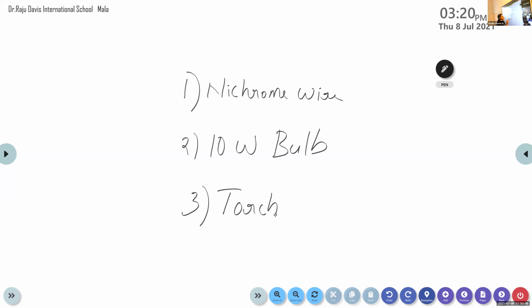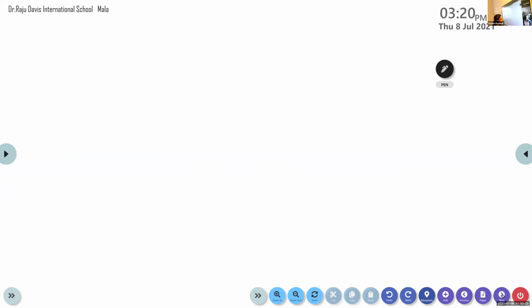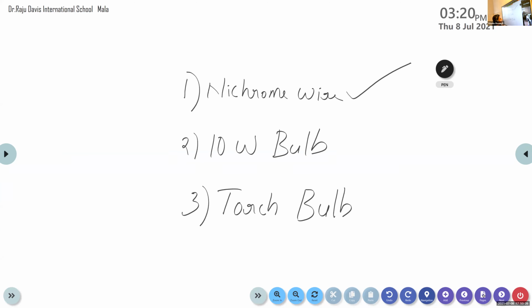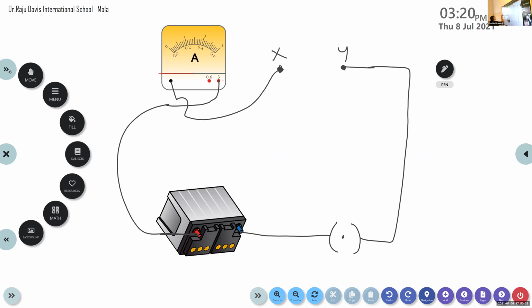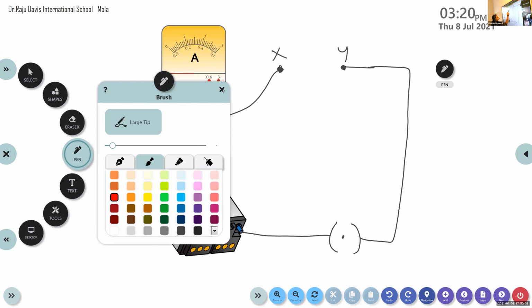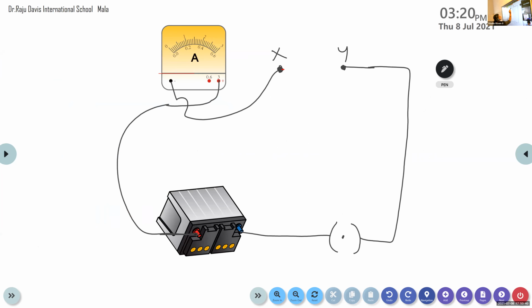We are going to connect these three components one by one in that gap, and we can measure the value of the current produced. First we are going to connect this nichrome wire in the gap between X and Y. Here I connect the nichrome wire.